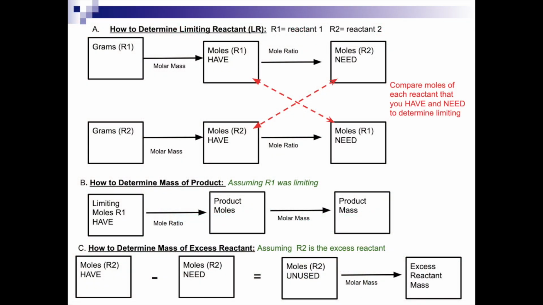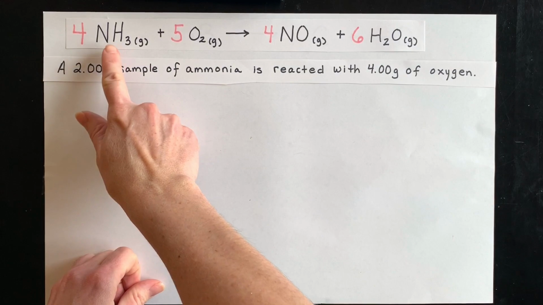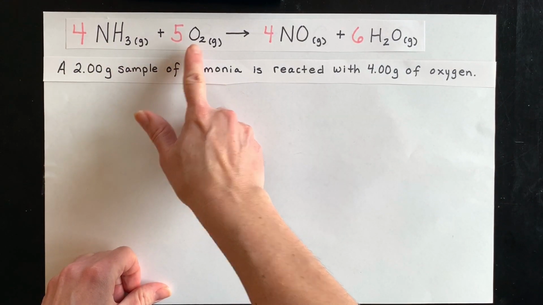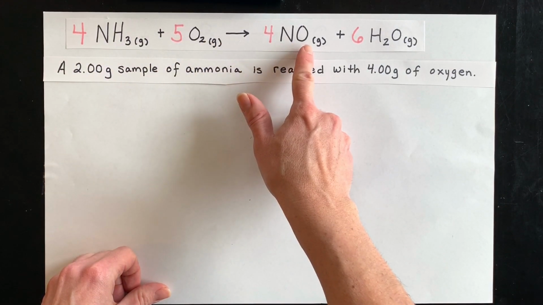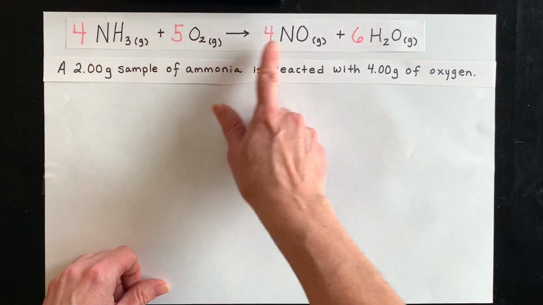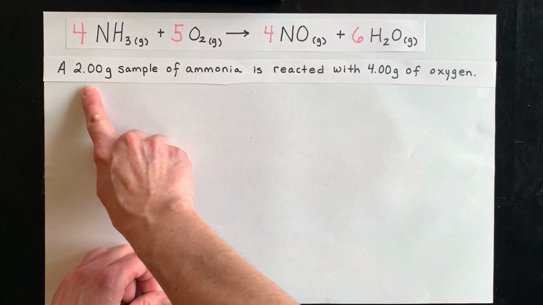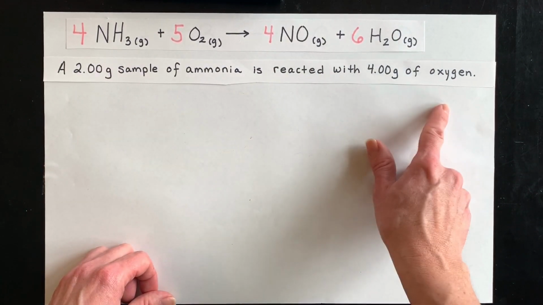Here's a nice fill-in form that you can use for solving any of these practice problems that are limiting and excess stoichiometry. All right, so here's our practice problem. We're going to take ammonia and react it with oxygen and turn it into nitrogen monoxide and water, all in their gaseous forms. 4, 5, 4, 6 are going to be the mole amounts that we use in our mole ratios. So what if we started with 2 grams of ammonia and 4 grams of oxygen?